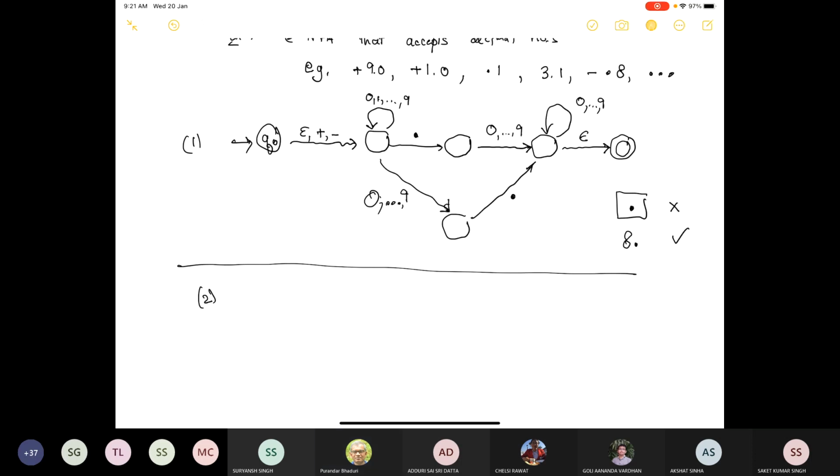Sir, that last transition, epsilon to a final state, why can't we make that state itself the final state? Yeah, why? That was my question. If you make this the final state, would there be any difference?